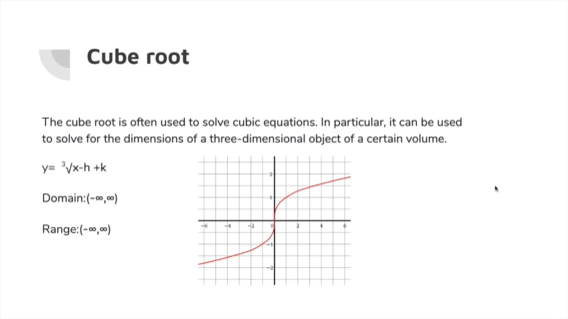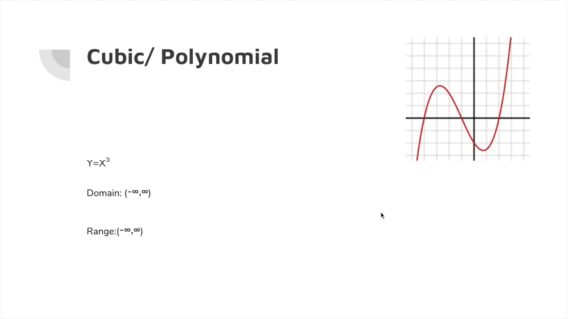This is the second function, cube root. The cube root is often used to solve cubic equations. In particular, it can be used to solve for the dimensions of a three-dimensional object of a certain volume. That is the formula right there, and that is the domain and range, and that is the function on a map or graph.